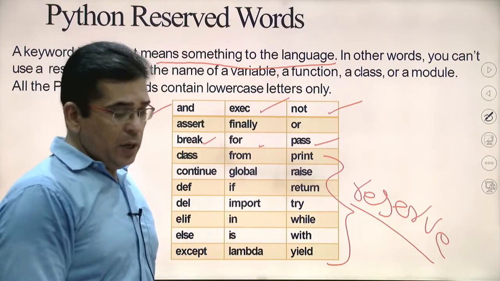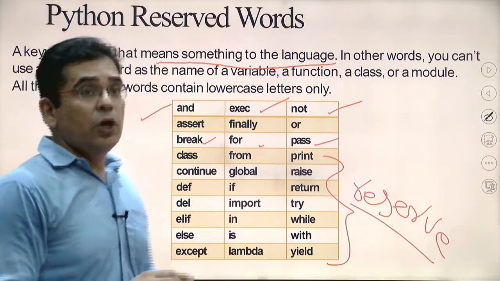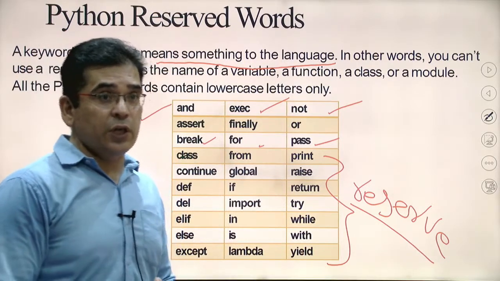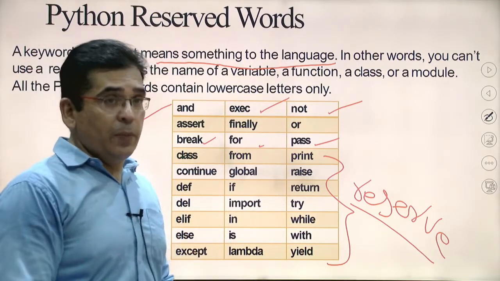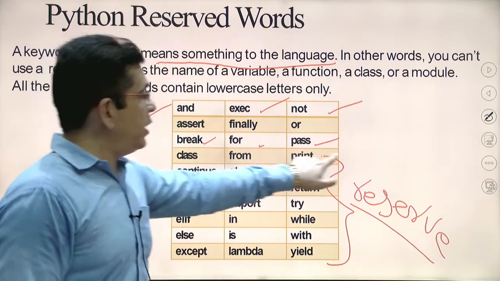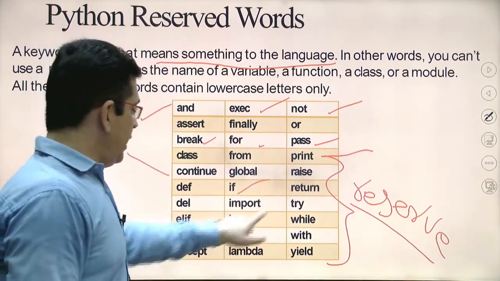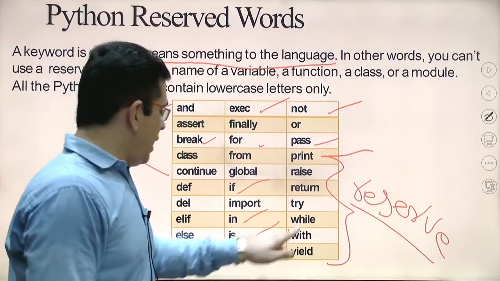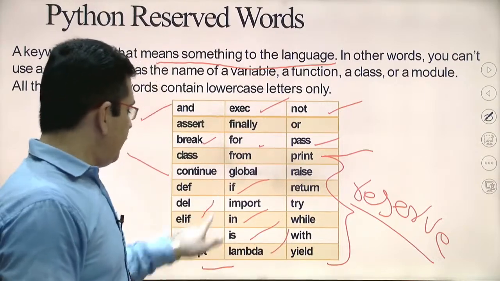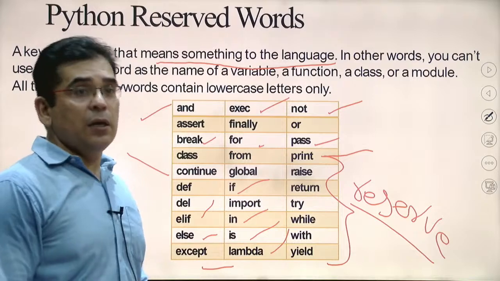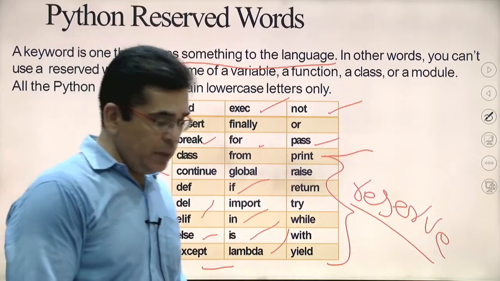The programmer cannot use these words to define their user defined function or to write a variable. Python uses print to print something, continue, if, in, is, lambda, except, elif, else. All these are the inbuilt reserved words in Python.